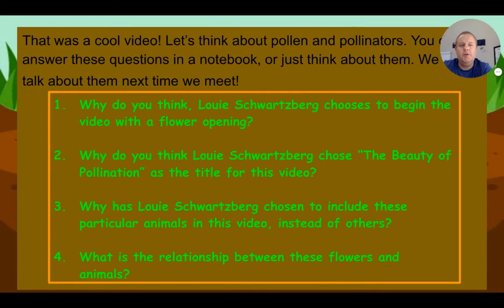Why do you think Louis Schwartzberg chooses to begin the video with a flower opening? Why would that be a good opener for him as a video maker? Why do you think he chose that? Why do you think he calls it The Beauty of Pollination? Why is that a good title for this? Why do you think it's a good title for this video? The third question, why has Louis Schwartzberg chosen to include these particular animals in this video instead of other animals? Why didn't he choose skunks or wolves? What's the relationship between the flowers and the animals? How are they interdependent? How is there a relationship there, if at all?